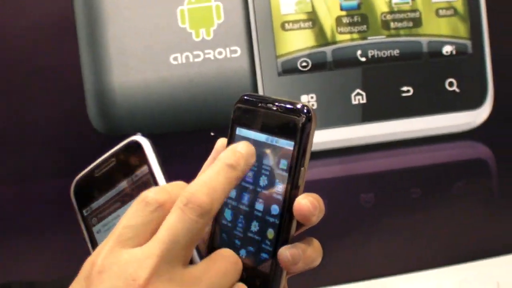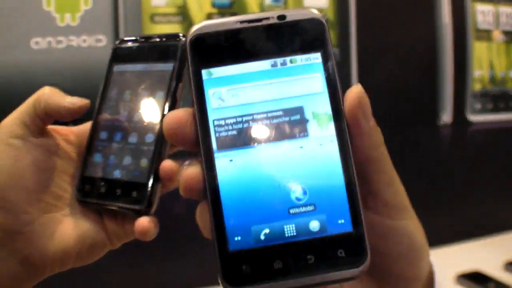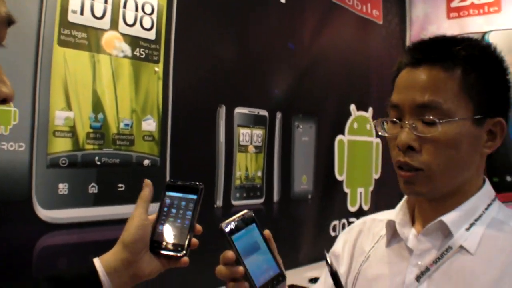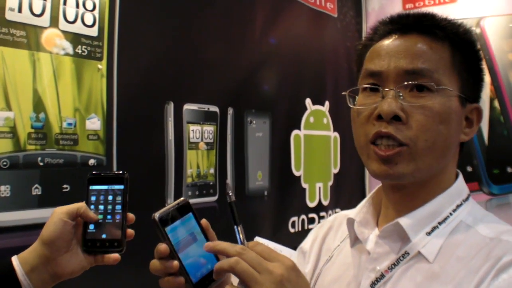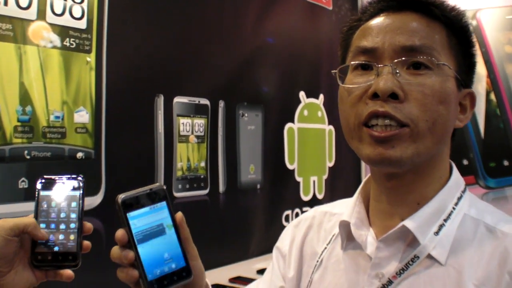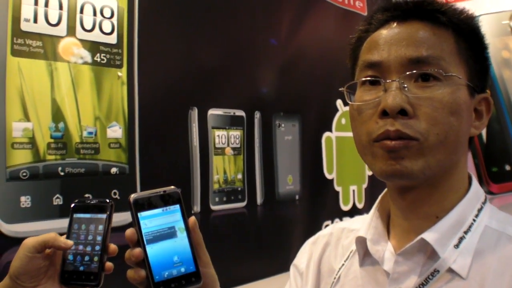Is this capacitive now? Now it's resistance screen, yeah. But can do capacitance screen. How much does it cost? The resistance screen, this Android mobile phone is 90 USD. Capacitance screen is 98. 98 USD. Yes. That's awesome.